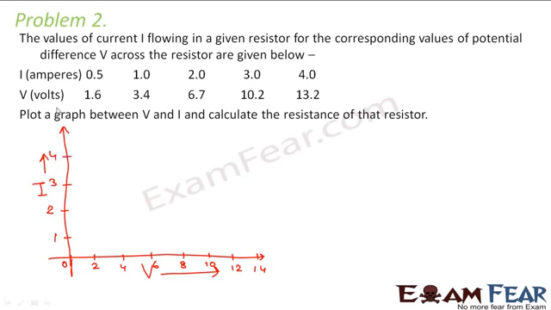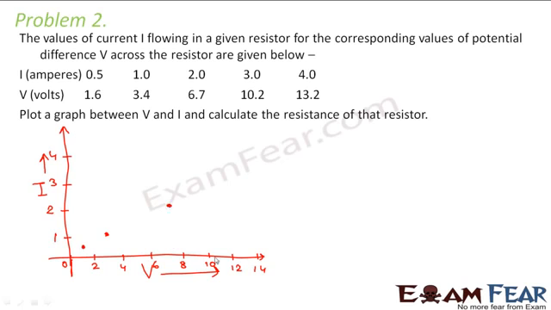So the first value of voltage is given as 1.6. So 1.6 would be somewhere here, and for a value of 1.6 the amount of current is 0.5. So 0.5 will be somewhere here and 1.6 will be somewhere here. So this is the point. The next one is 3.4 voltage. So 3.4 would be somewhere here and current is 1 ampere somewhere here. Next is 6.7 volts. So 6.7 would be somewhere here and this current is 2 amperes.